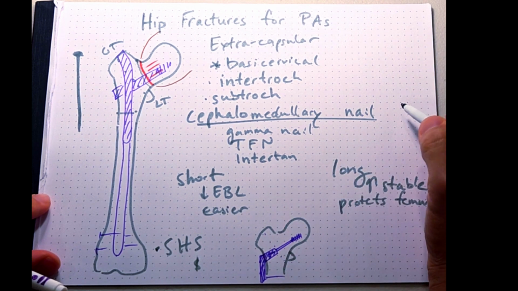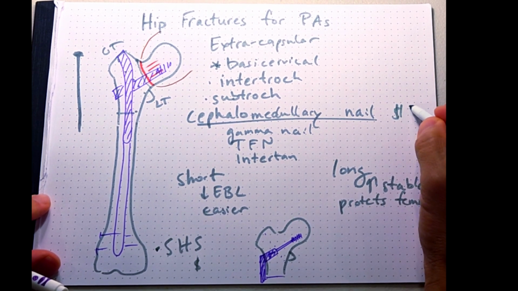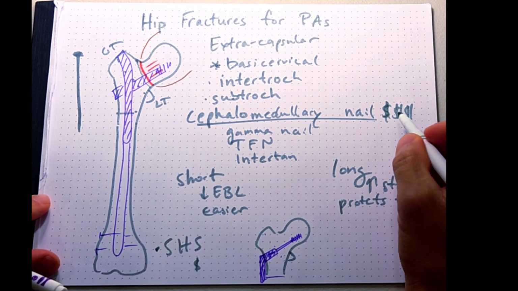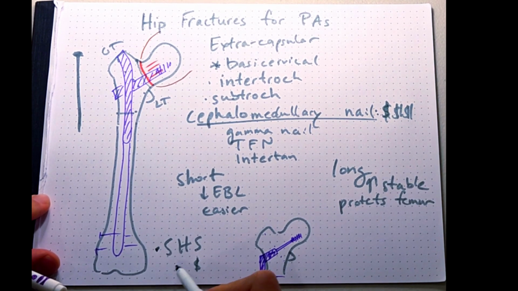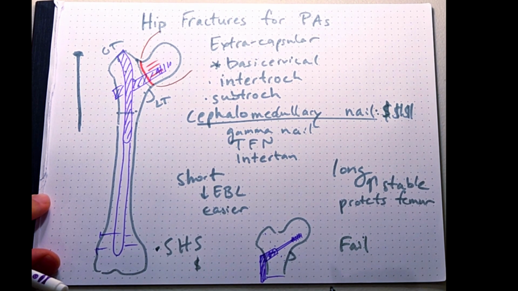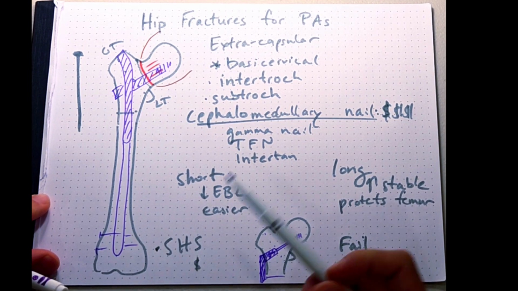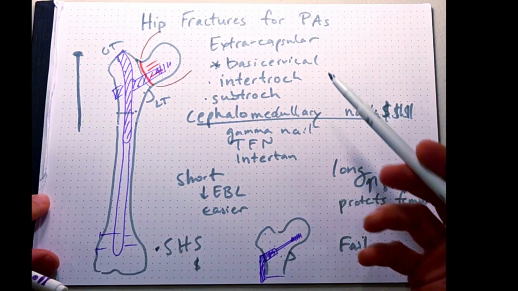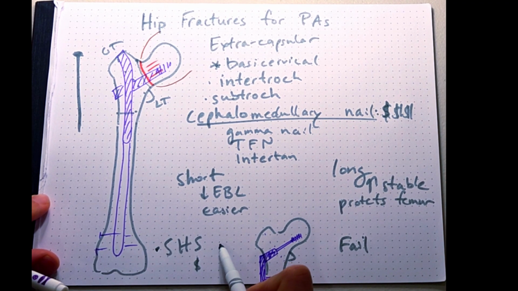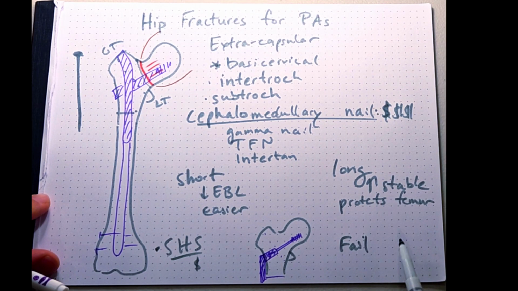So these new fancy cephalomedullary nails were quite expensive, but they worked for unstable fractures. The sliding hip screws were cheap, but they would fail if the fracture was unstable. So historically, you had to determine: was this a stable intertroch or basicervical fracture, or was it unstable? If it was unstable, you could not use a sliding hip screw.